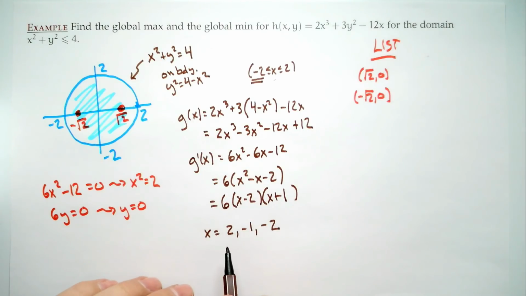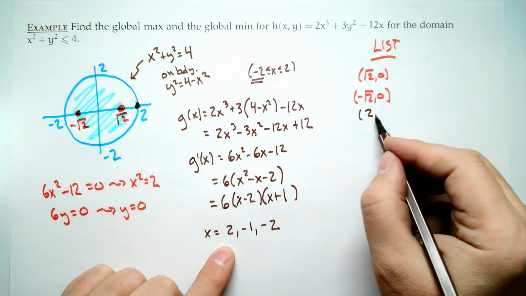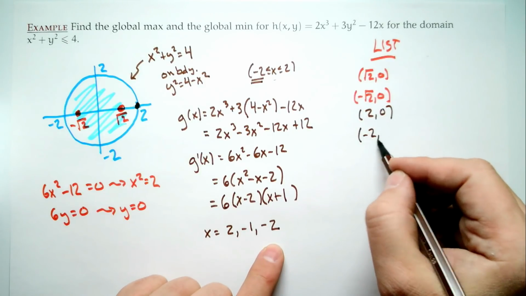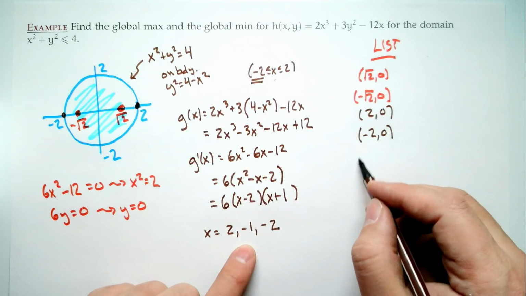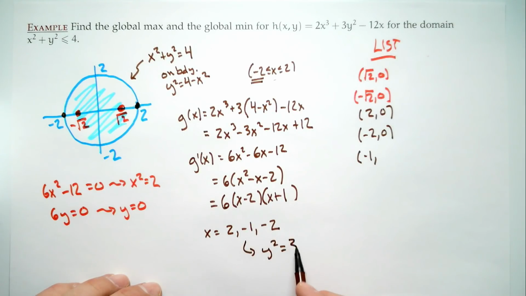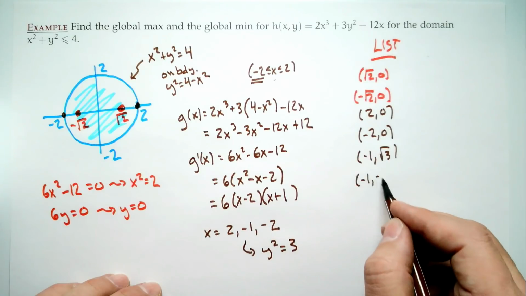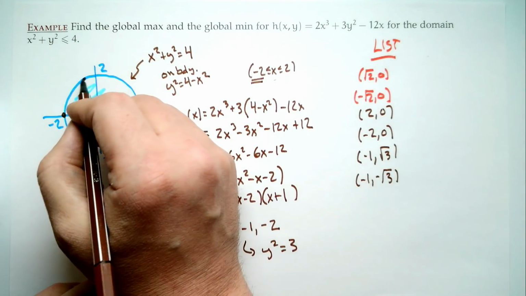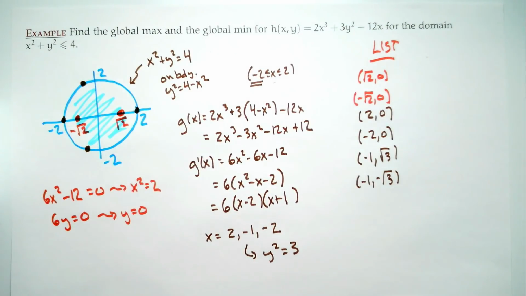Okay. Now, if I'm at the point x equals 2, that's y equals 0. Similarly, if I'm at negative 2, that's y equals 0. Now, what about negative 1? Well, if I'm at negative 1, what's true about y? Y squared would be 3, so y would be what? Plus or minus root 3. So we actually get a couple of points there: negative 1, plus root 3, and negative 1, minus root 3.